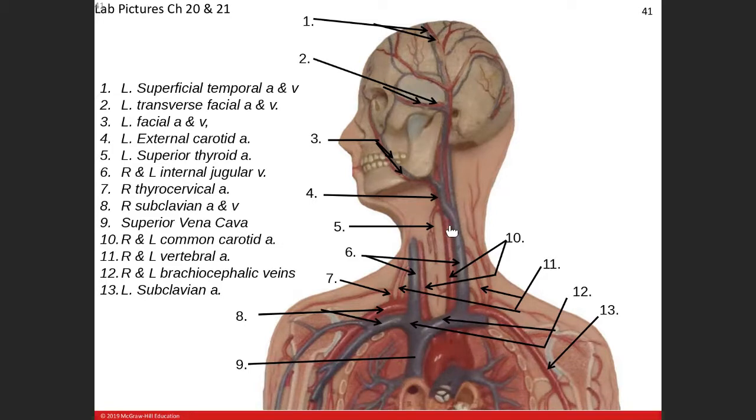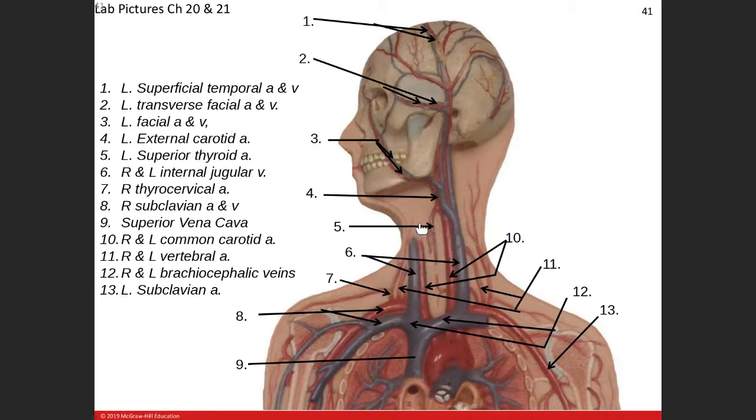When the common carotid artery divides or bifurcates into the external carotid and the internal carotid, the external carotid's first branch that it gives off is this guy here, and it's going downwards. This is the left external carotid. This is the left superior thyroid artery. The thyroid gland is right over here.